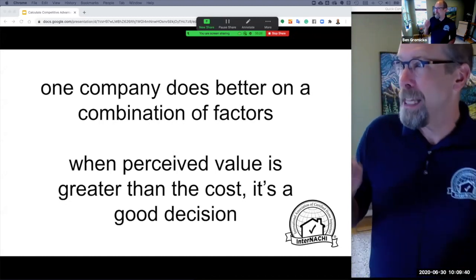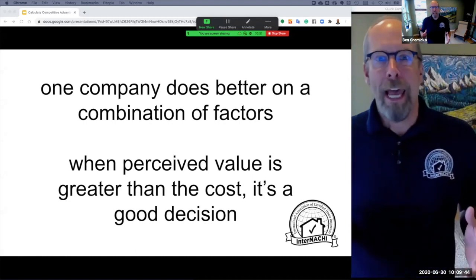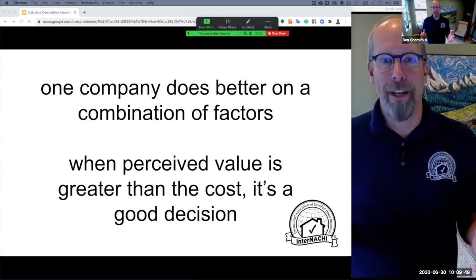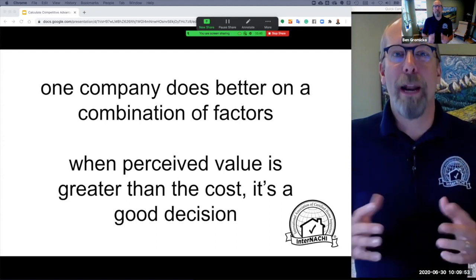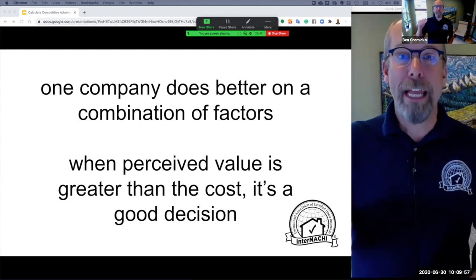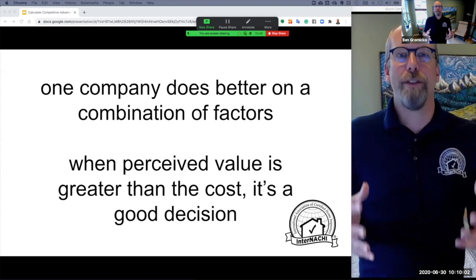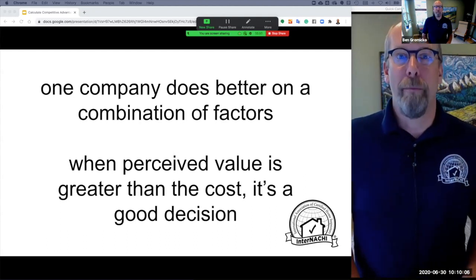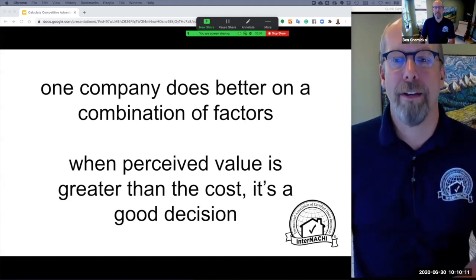If someone lands on Eric's website tonight and the value of hiring Eric, right, is about the same as the cost, Eric's got a problem with his website. He's not convincing. He's not hitting those decision factors. There's a combination of reasons why somebody would hire Eric over Roger based upon the value that they're presenting.